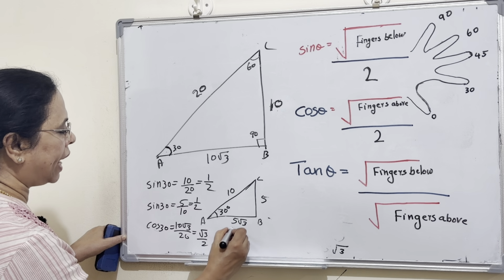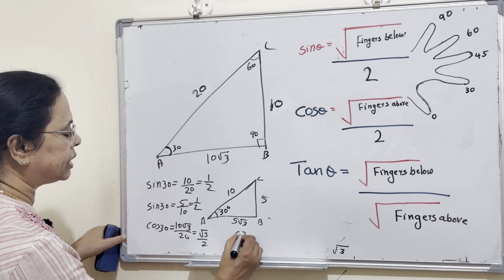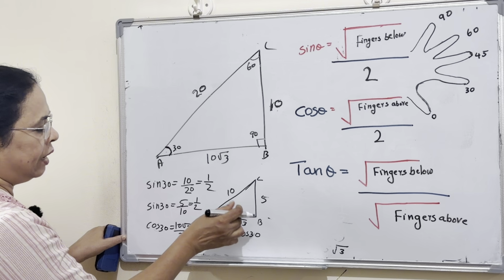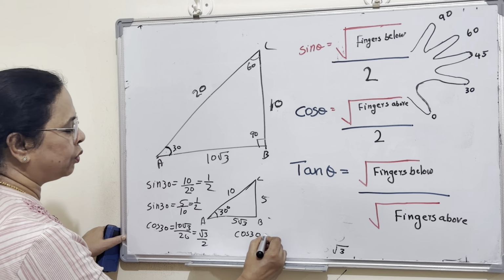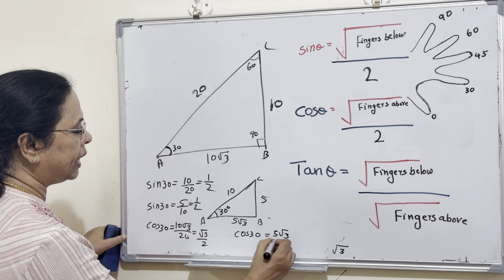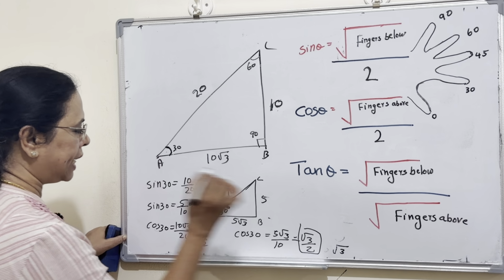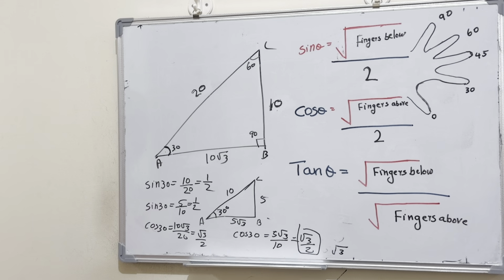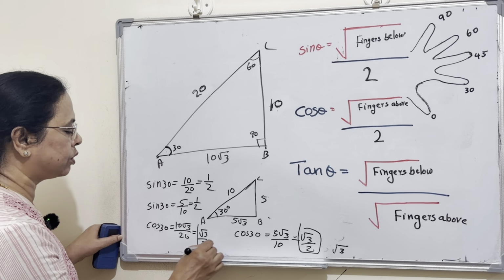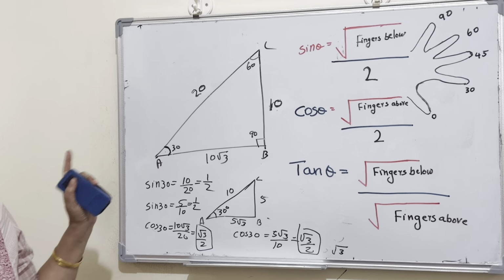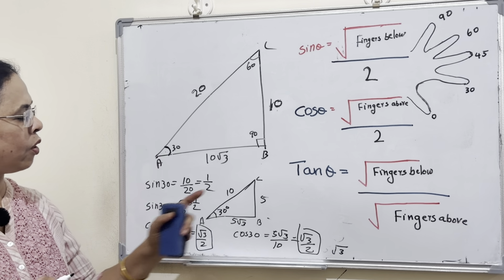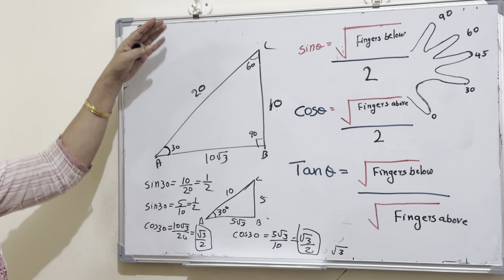In the small triangle, cos 30 will be how much? The adjacent side is here 5 root 3, so 5 root 3 by 10. So here it will be root 3 by 2 itself. We can understand that here it is root 3 by 2 and here it is again root 3 by 2. So the cosine of that angle 30 will remain constant even if you have a big triangle or a small triangle.